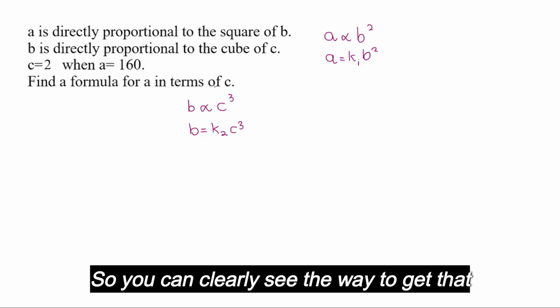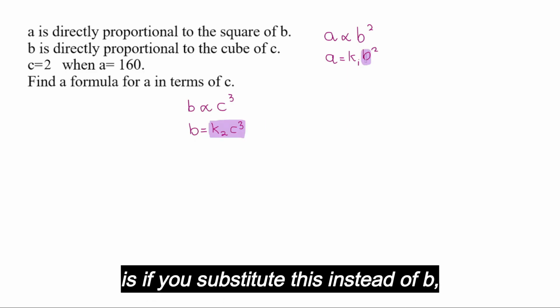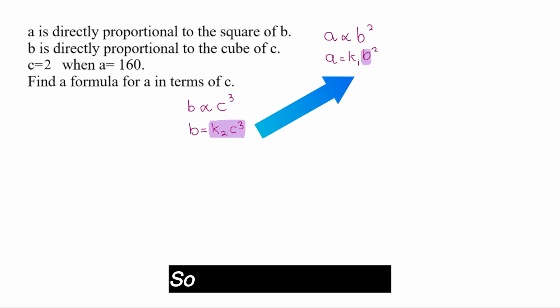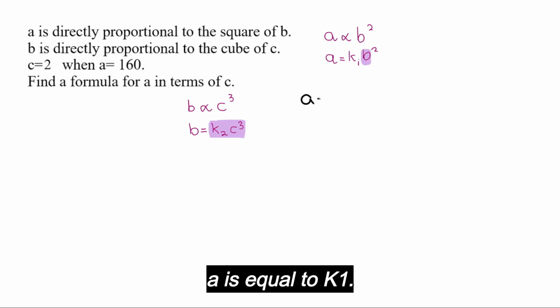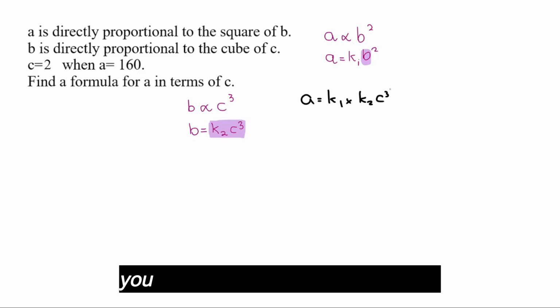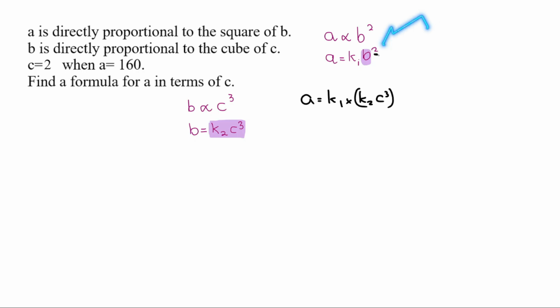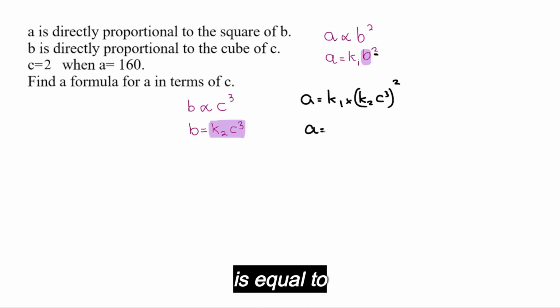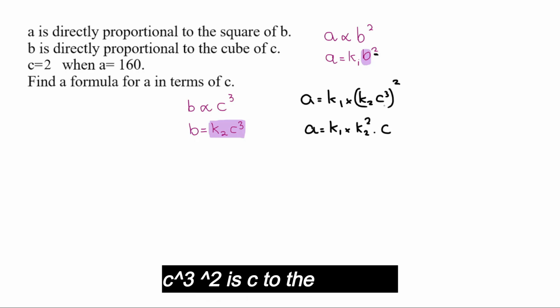So you can clearly see the way to get that is, if you substitute this instead of B, there'll be no more B in my expression. So let's try and do that. A is equal to K1. Now instead of B, I'm going to put K2 C cubed. However, you can see there is a square here. So I have to square this one. So let's try this one. A is equal to K1 times K2 squared times C cubed.